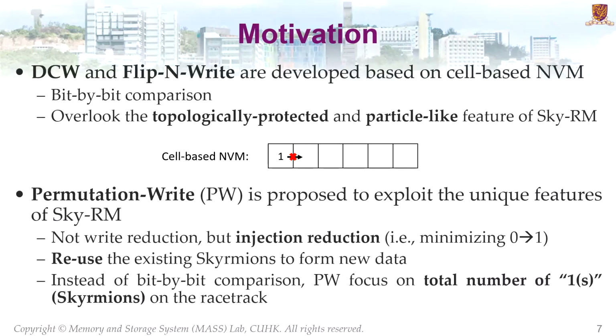So the permutation write strategy is proposed to exploit these unique features. Different from the old methods, PW doesn't focus on write reduction, but on injection reduction. Because Skyrmion injection is the most expensive operation. And PW minimizes the number of injections by reusing the existing Skyrmions to form the new data. So instead of bit-by-bit comparison, PW focuses on the total number of Skyrmions on the racetrack.